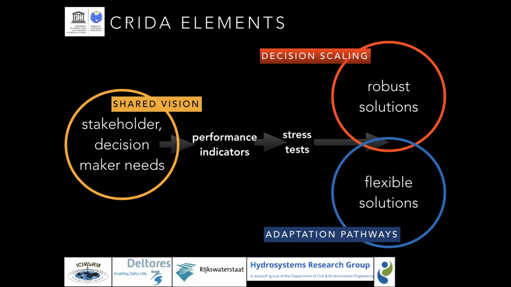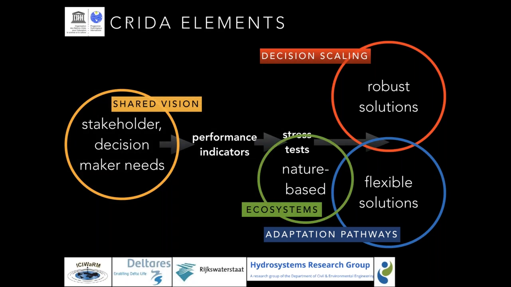And we use here a methodology called adaptation pathways. Across the bottom, you see the logos of the primary groups that have contributed here. ICWARM is the US UNESCO group that's led by the Institute of Water Resources, Deltares. The Rijkswaterstaat is the Dutch Water and Infrastructure Ministry, a very old ministry in the Netherlands, and the Hydrosystems Research Group at UMass Amherst.